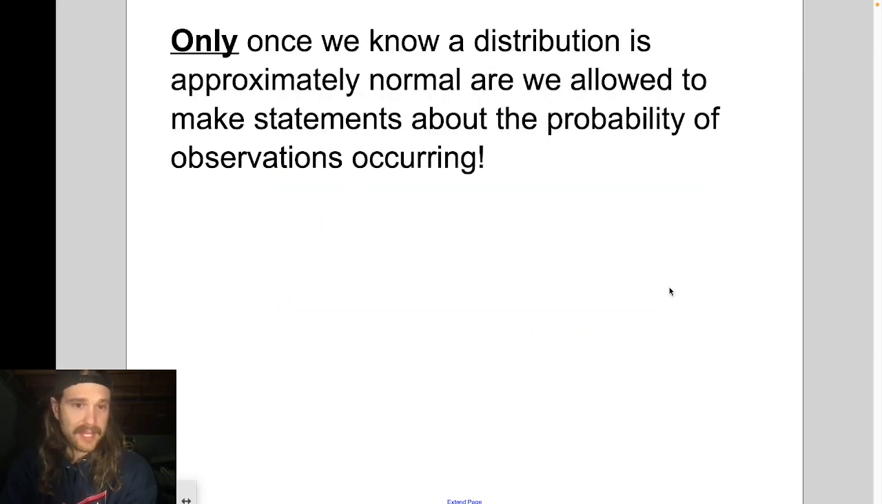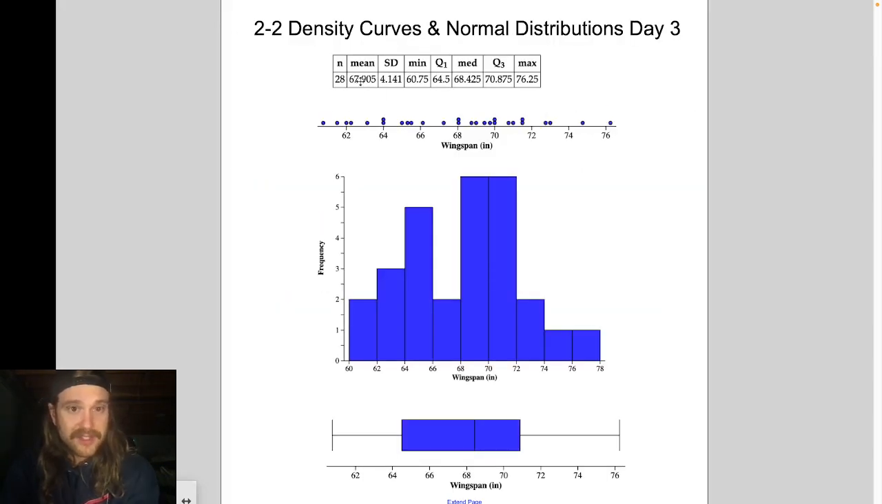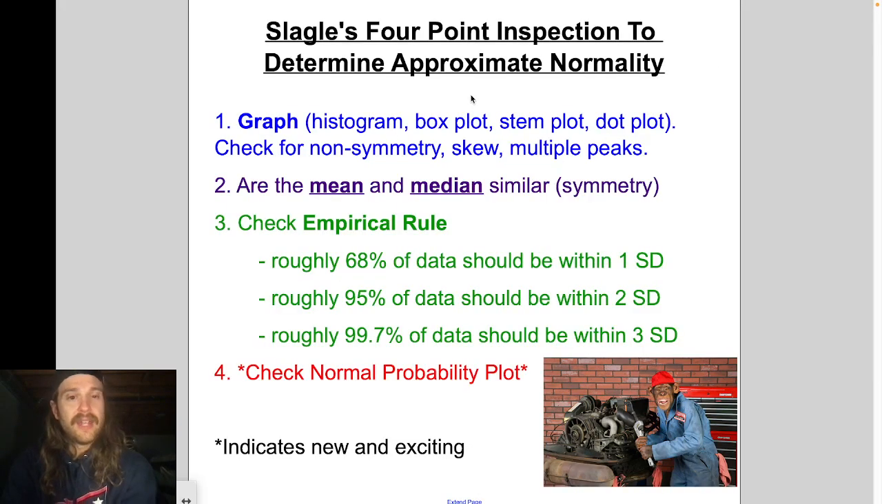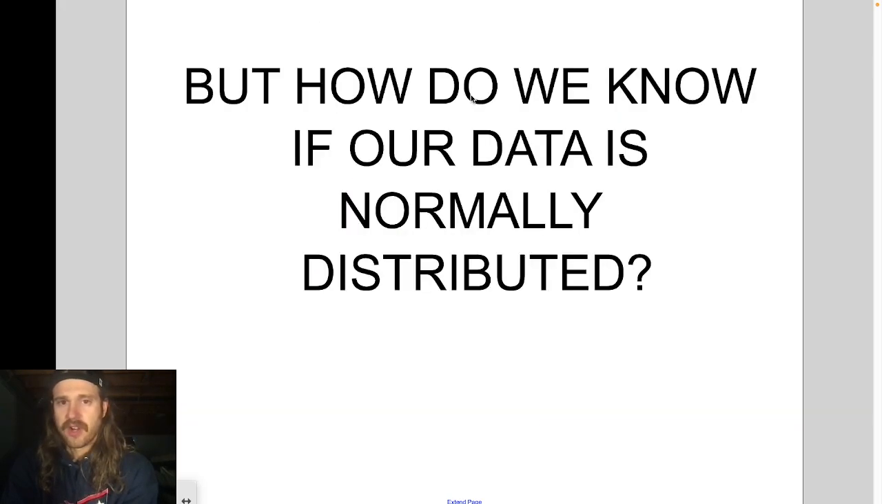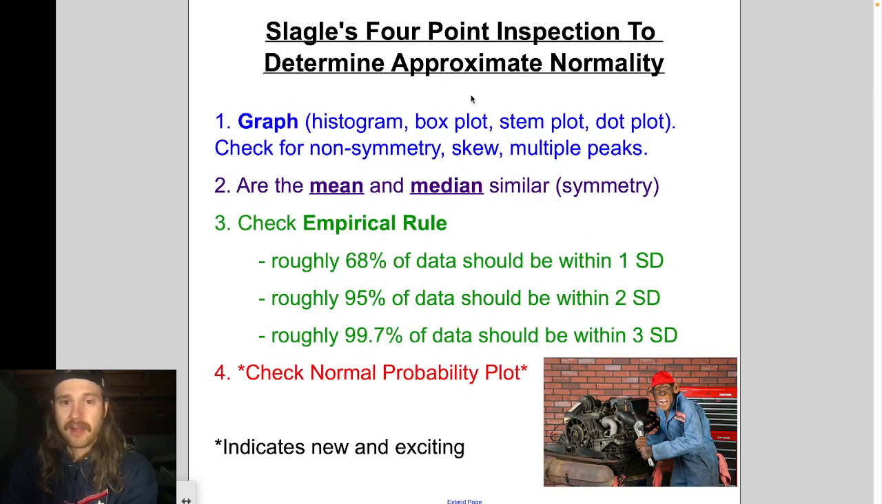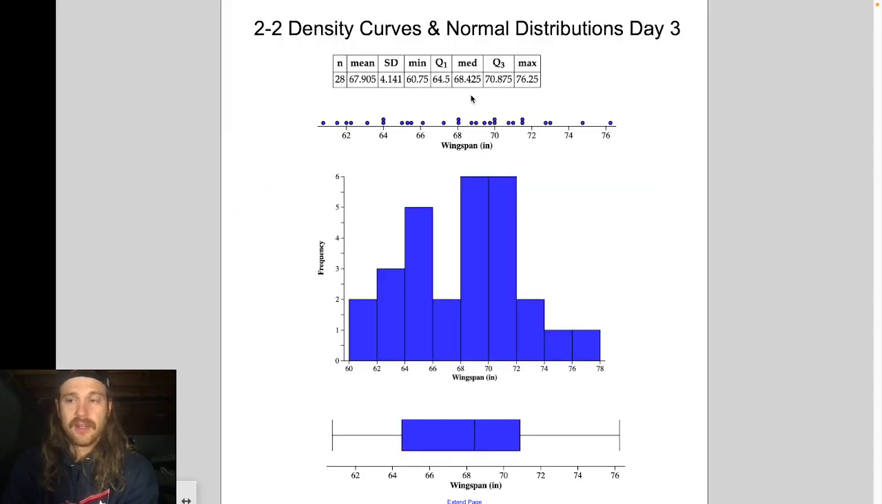Are the mean and the median similar? Let's take a look. The mean is 67.9, so almost 68, and the median is 68.4. So they're pretty close. So symmetry is plausible. All right, now let's look at the empirical rule. Is roughly 68% of the data within one standard deviation of the mean? So let's go to the mean, and we can do some quick calculations.